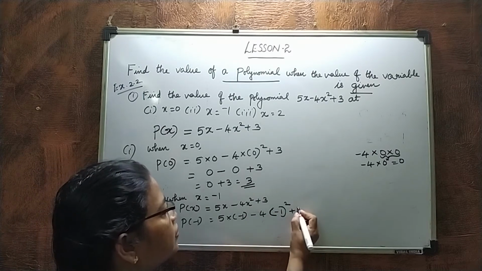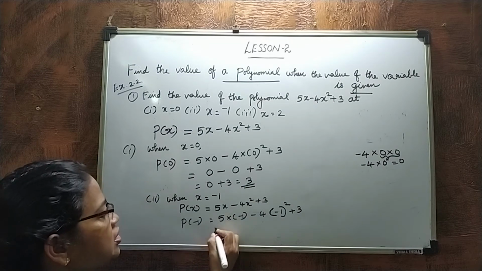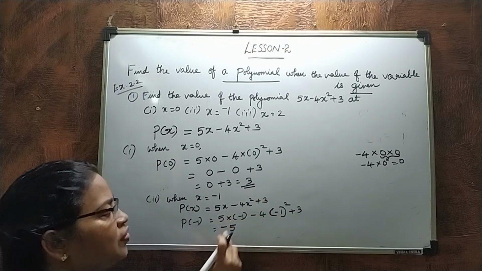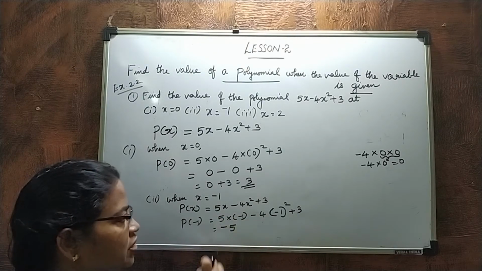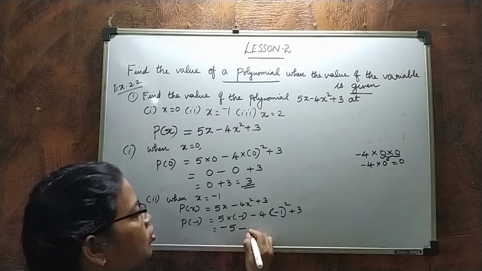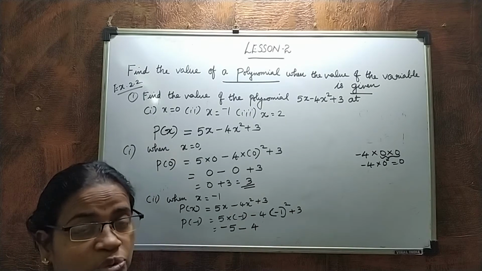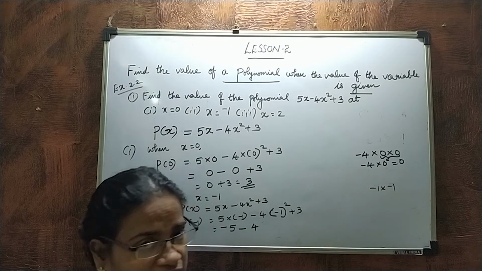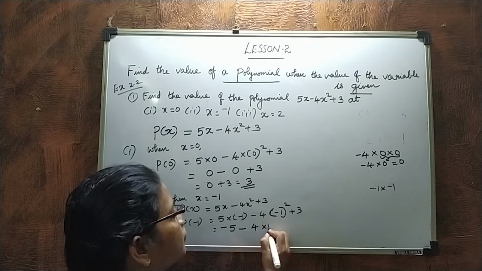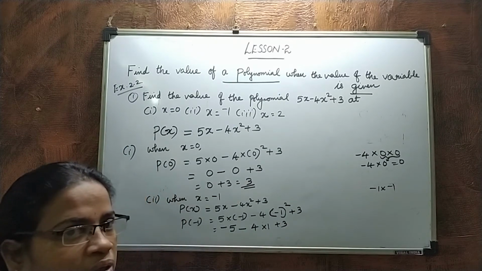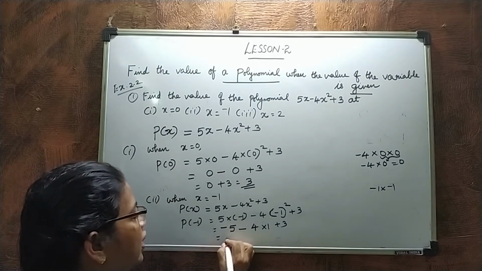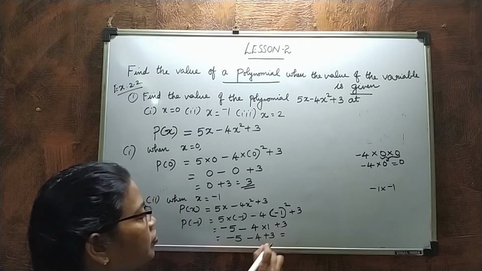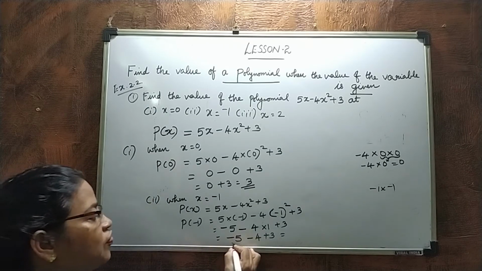So, plus 3. Then it is 5 into negative 1. It is negative 5. 5 into 1, 5. Negative into positive, negative. Minus 4 into negative 1 square, negative 1 into negative 1. It is negative into negative, positive. 1 into 1 is 1, plus 3. Clear? The next, negative 5 minus 4 plus 3. Then negative 5, negative 4.